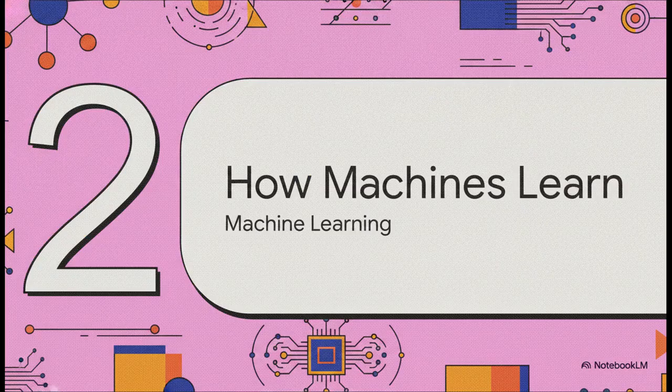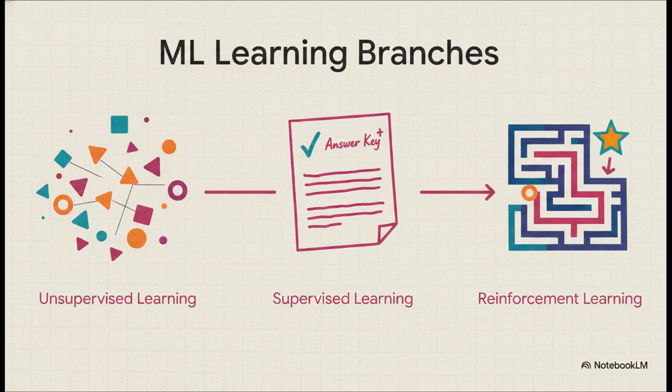Moving right along to Section 2, how machines actually learn. So, when we talk about machine learning, we're really looking at three distinct paths, and they're all based on exactly how the data gets handled. First up, we've got unsupervised learning. This is where the machine looks at a bunch of raw data without any labels at all, and it manages to find hidden clusters or detect weird anomalies entirely on its own. Pretty cool. Next is supervised learning, which teams use heavily for ranking and regression.